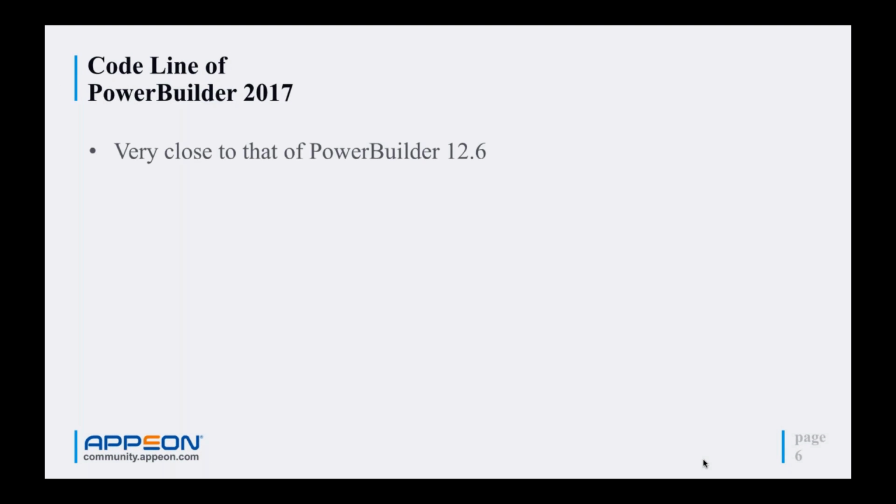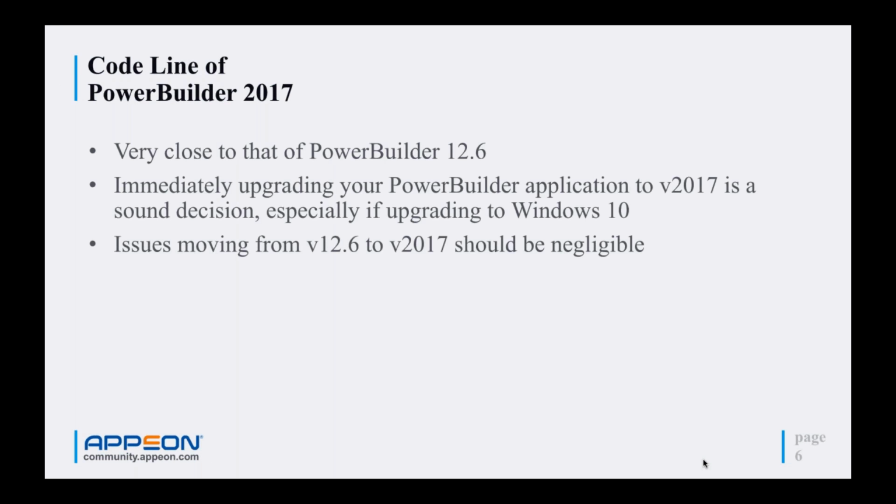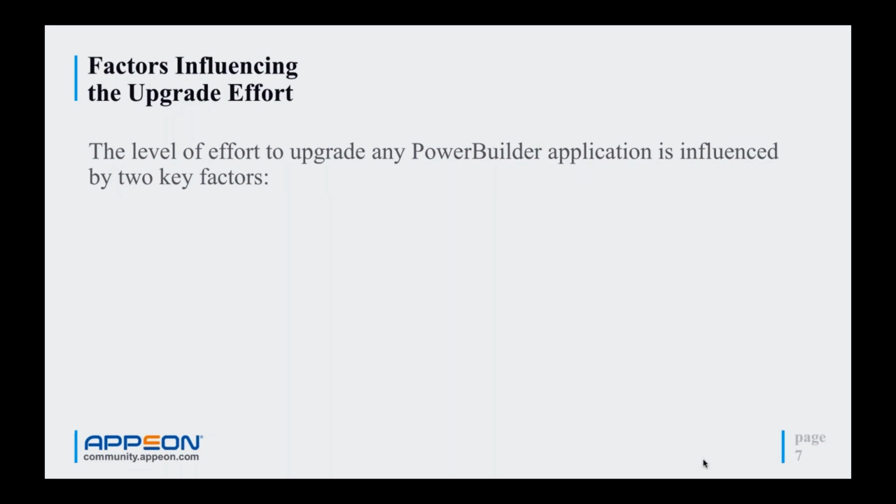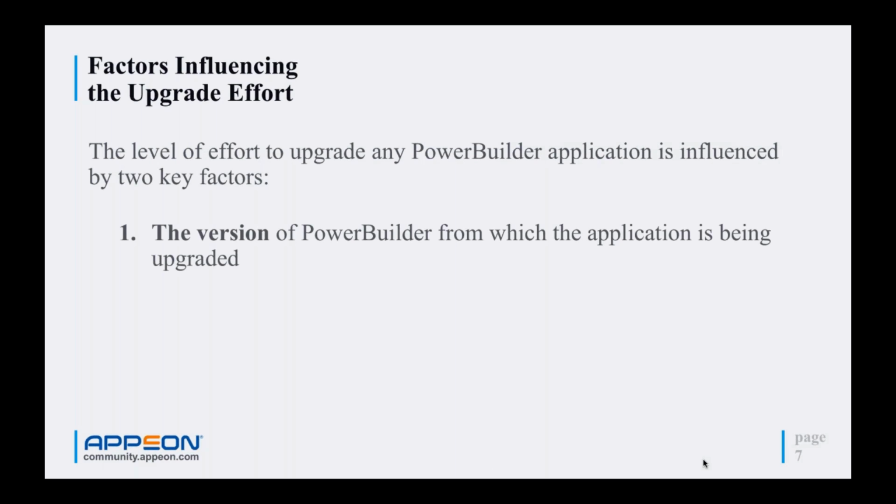Now, the code line of Appeon PowerBuilder 2017 is very close to that of PowerBuilder 12.6. And by that token, immediately upgrading your PowerBuilder application from version 12.6 is a sound decision. Issues moving from 12.6 to 2017 really are negligible. The level of effort to upgrade any PowerBuilder application is influenced by two major factors: the version of PowerBuilder from which the app is being upgraded, and what features your PowerBuilder application utilizes.